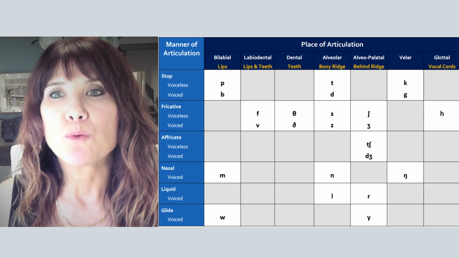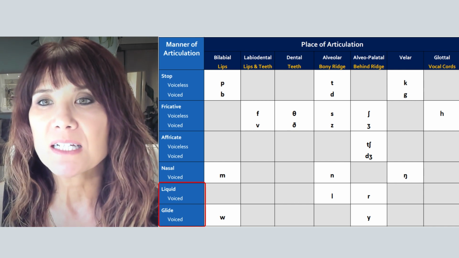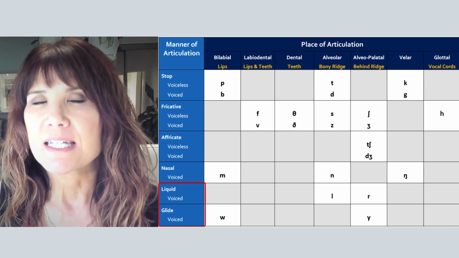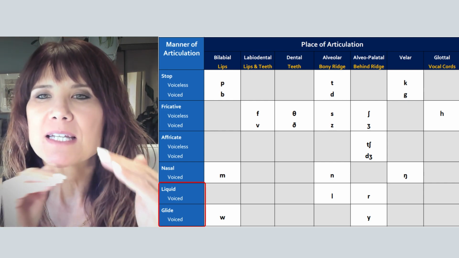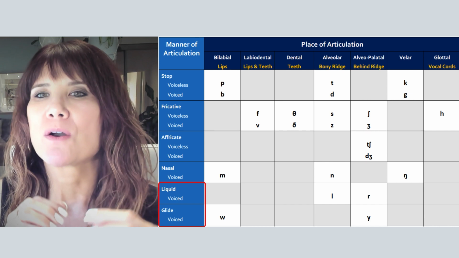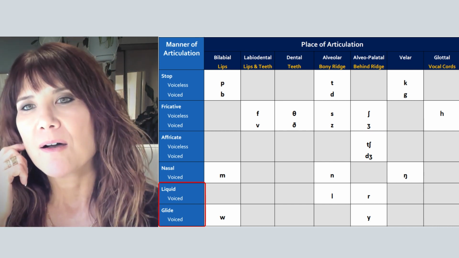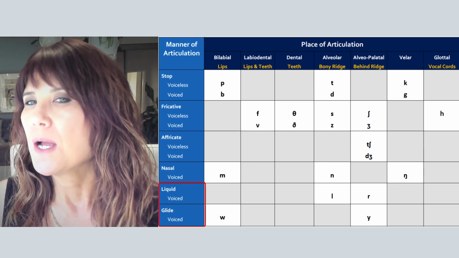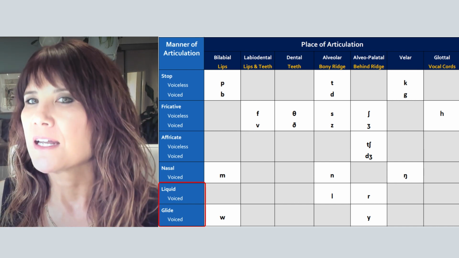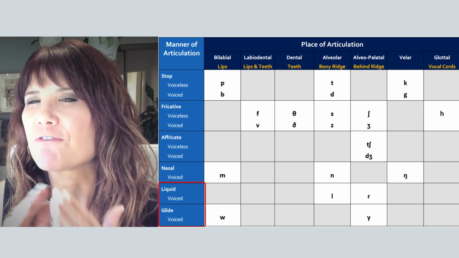Now we'll go to the liquids and glides. I'll talk about that kind of together. Liquids and glides are sounds where there's not as much of an obstruction, so you're not closing off any part of your vocal tract. You're allowing the air to come through, but it's relatively unobstructed. So you don't hear that friction sound.